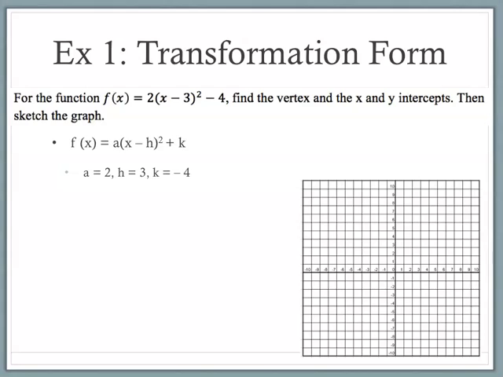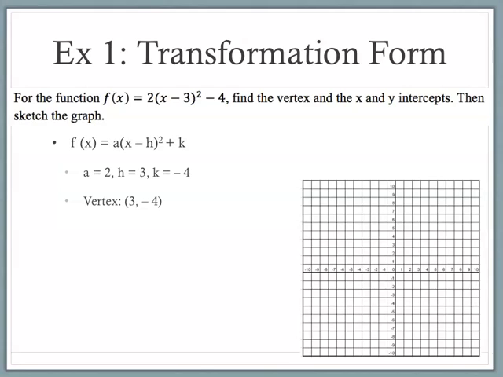Okay, now that we have that, we can now find the vertex and the x and y intercepts. So the vertex is h comma k. Now that I've already taken h and k from the equation, I can say that the vertex is at 3, negative 4.